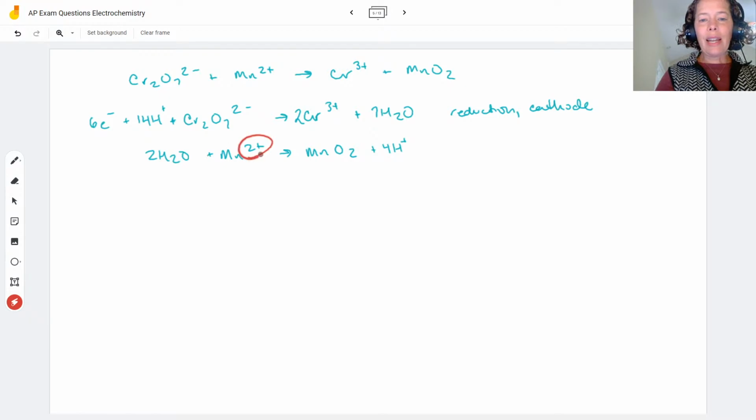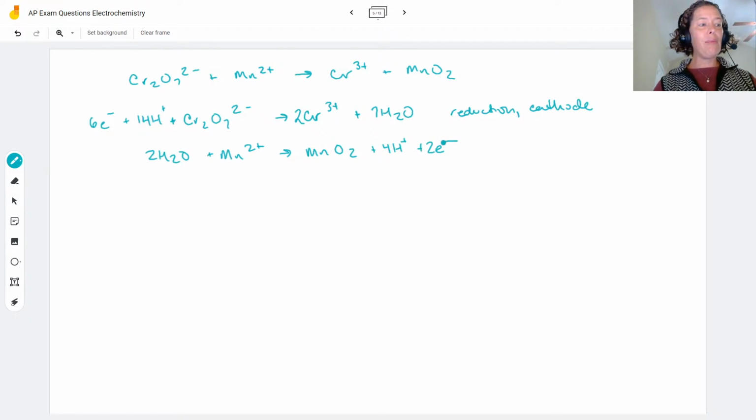So on my reactant side, I have plus 2. On my product side, I have plus 4. So if I add 2 electrons, then now my charges are balanced. Okay, so this is my oxidation. This is my anode. So that I know how to put this in.